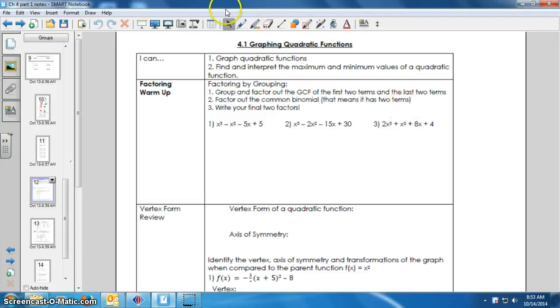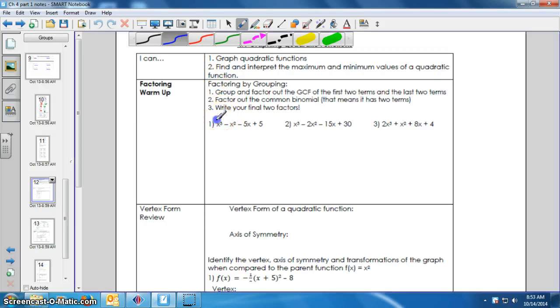This is lesson 4.1. A lot of this stuff is going to be a repeat of stuff that you have seen before, especially this first part of factoring. But let's go ahead and review factoring by grouping. So we'll do one together, and then I'll have you try the other two.